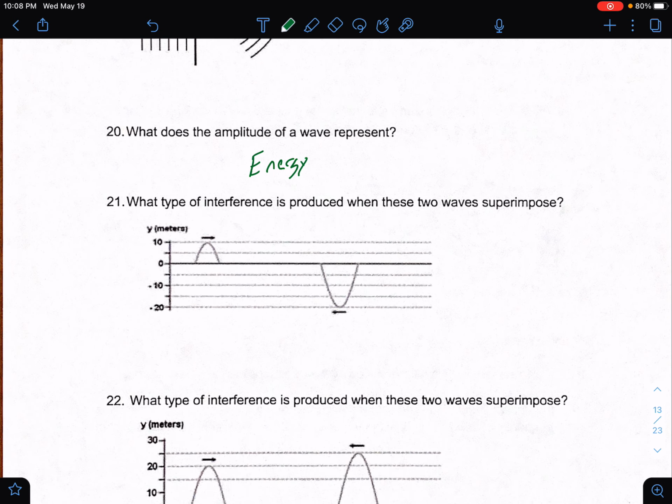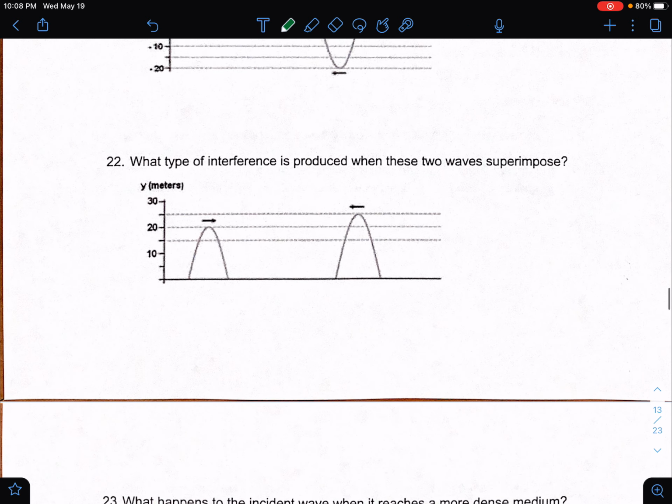21, what type of interference is produced when these two waves superimpose? That's just a fancy word for meet, what happens when they meet. So if I have a positive and a negative meeting, they're going to try to cancel each other out, so that is going to be destructive. Okay, here I have a positive and a positive. They're both in the same direction. So when they meet, this is going to be constructive. So they're just going to make each other bigger.